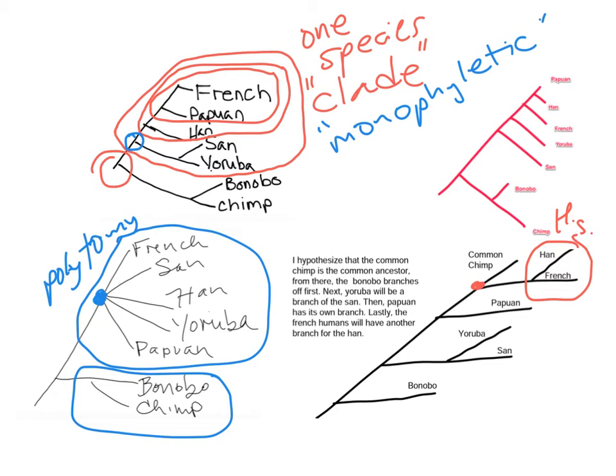Homo sapiens, Han and French, as are the Papuan, Yoruba, and San populations. Right? Hopefully everybody agrees. We're being both scientifically accurate and politically correct. All of these groups are Homo sapiens. So what this suggests is that the common chimp, a different species, how does it find itself wedged in between the relationships of a bunch of members of the same species?